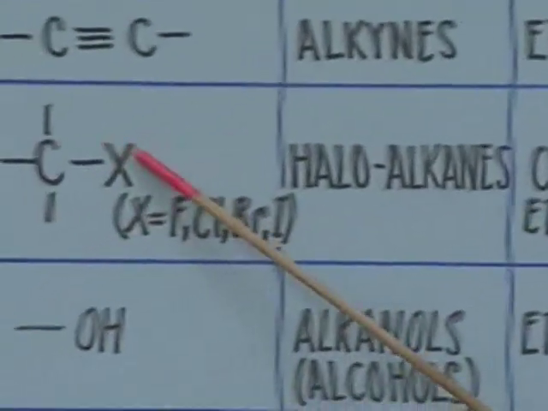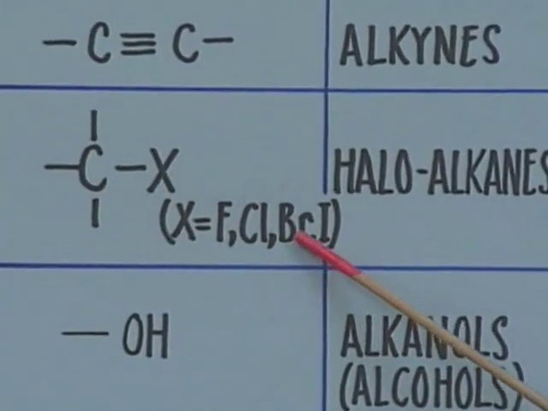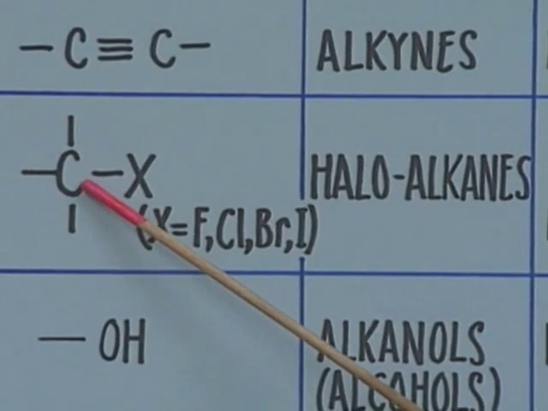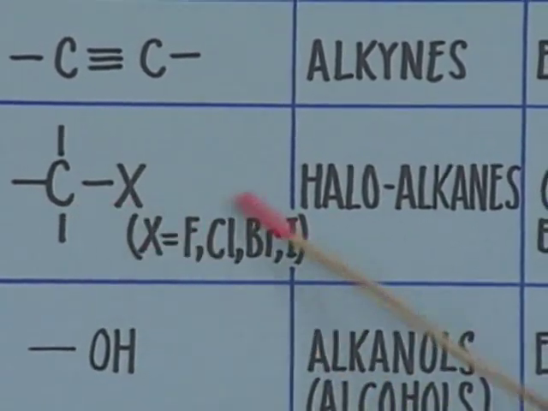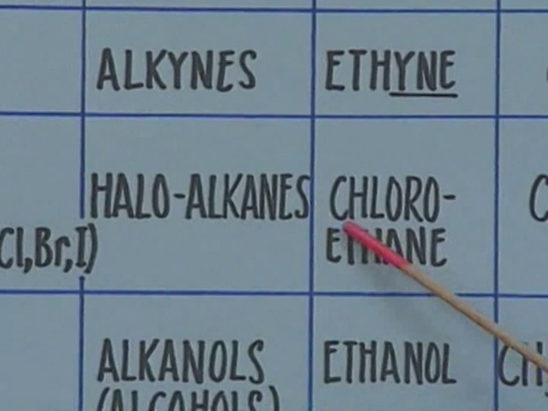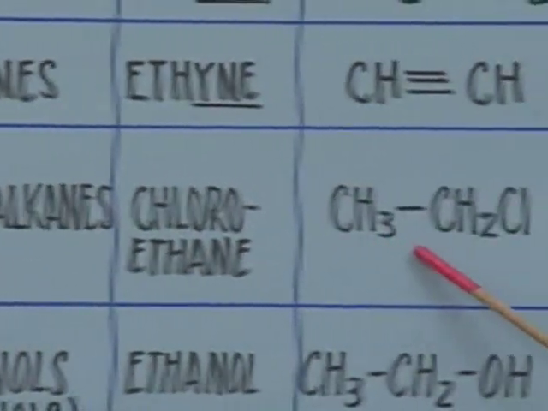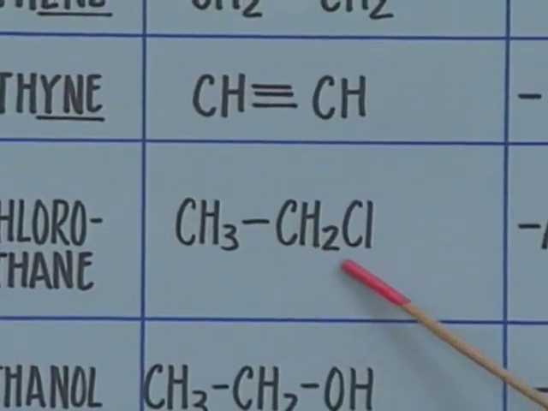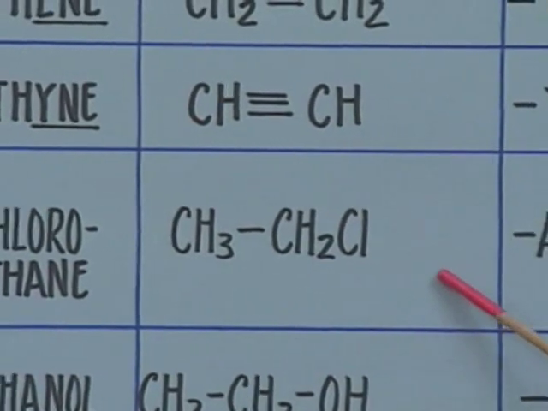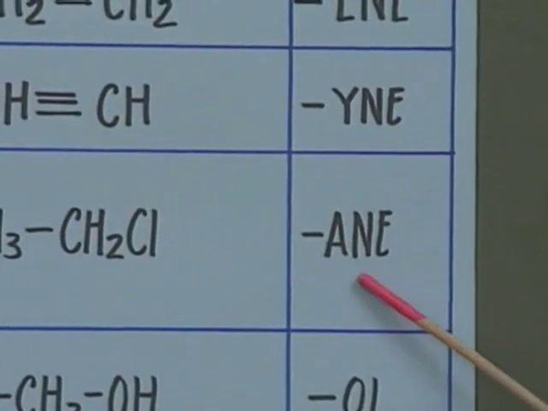When we have a halogen X, like fluorine, chlorine, bromine, or iodine attached to an alkyl radical, in other words, to a carbon atom, we get the haloalkanes. For example, chloroethane, where one of the hydrogen atoms from ethane is substituted by a chlorine atom. And again, the name now ends in -ane.